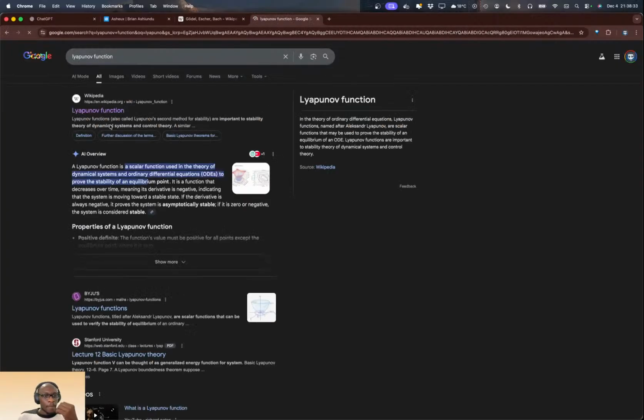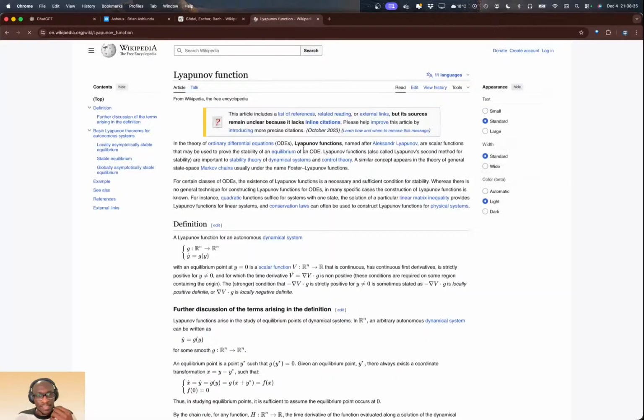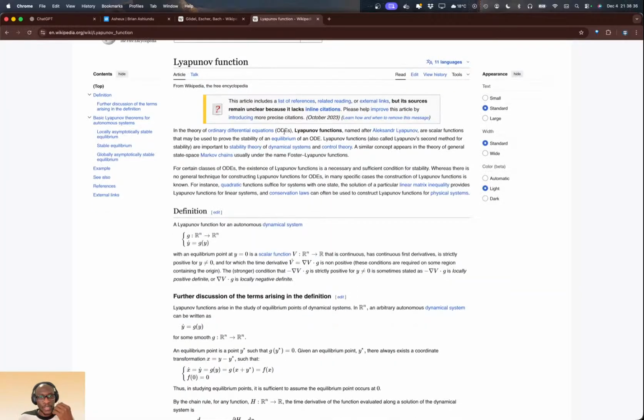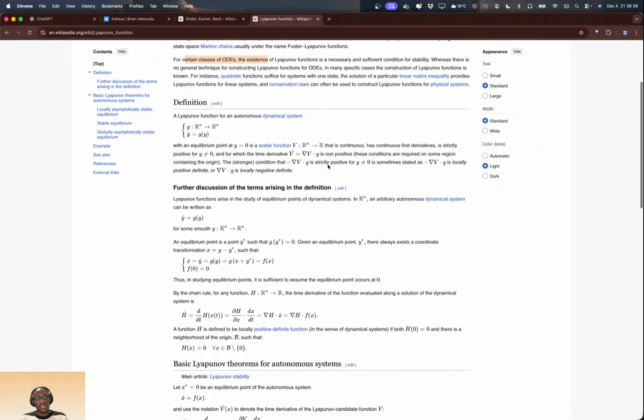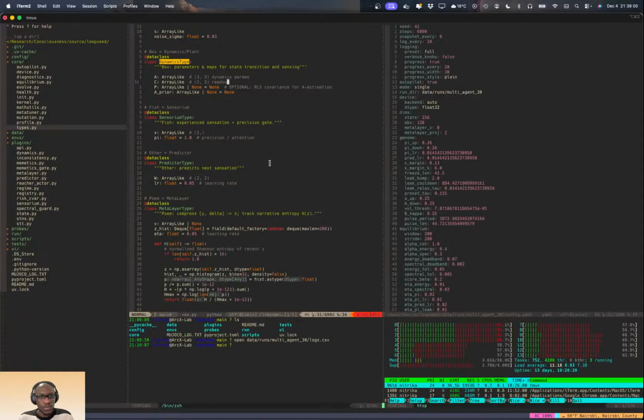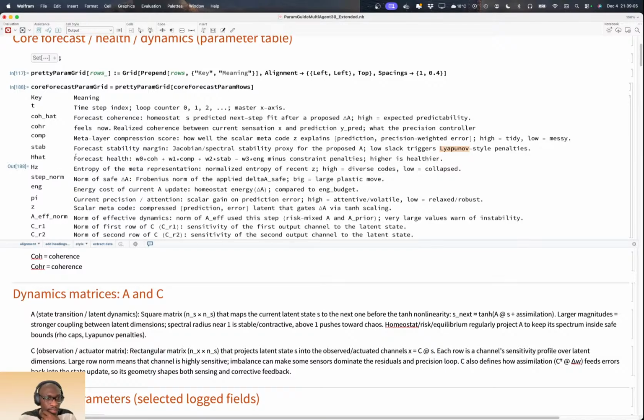It's a function for penalizing systems, and it's an ODE named after this guy. So I'm using this function to calculate the stability of the system, and the function is a necessary and sufficient condition for stability. You can check it out if you're interested. But I'm using this to measure the stability of the system, and then we can also go through H.